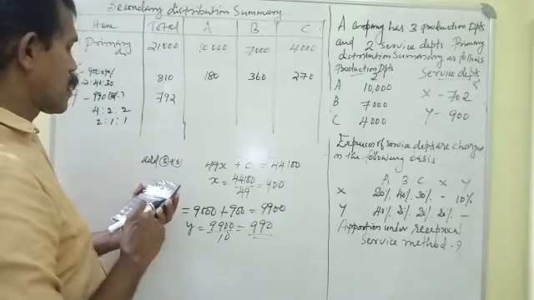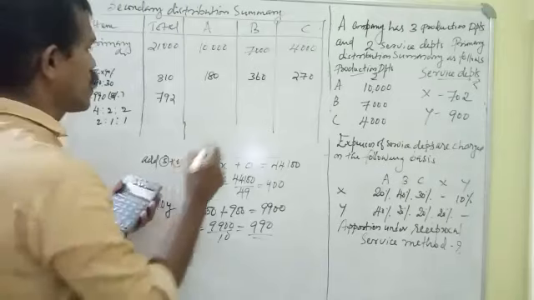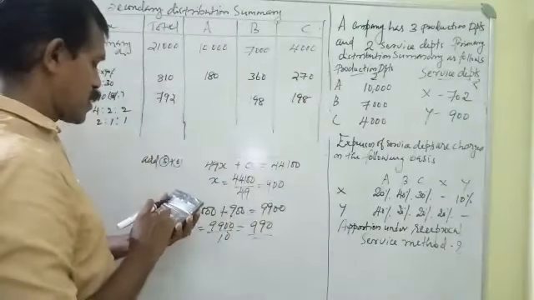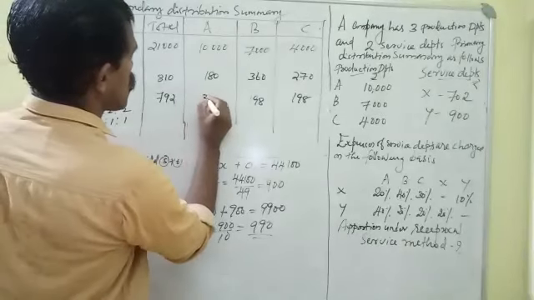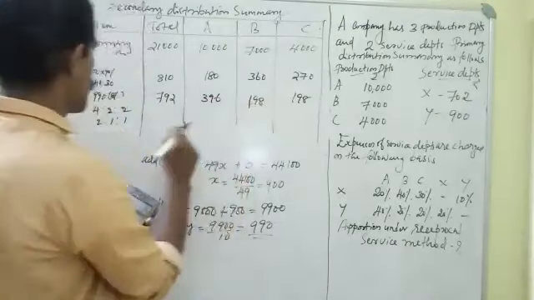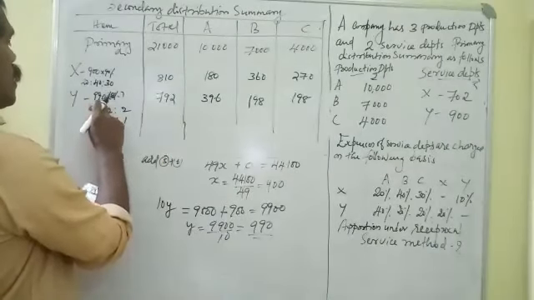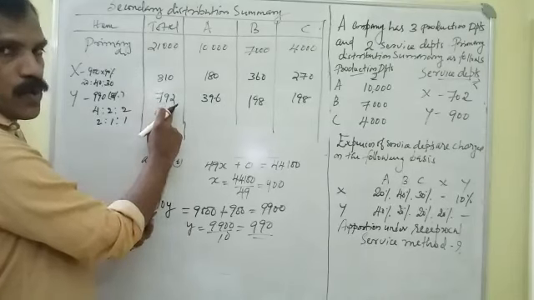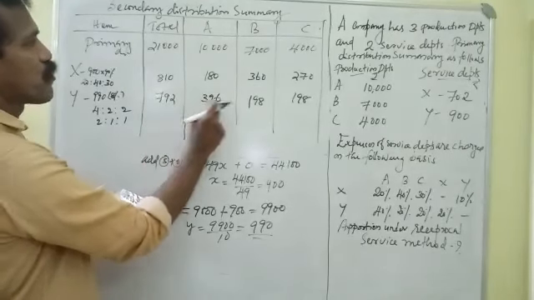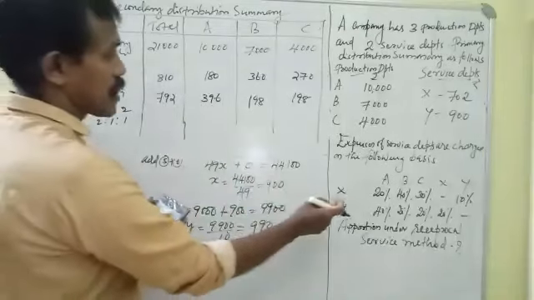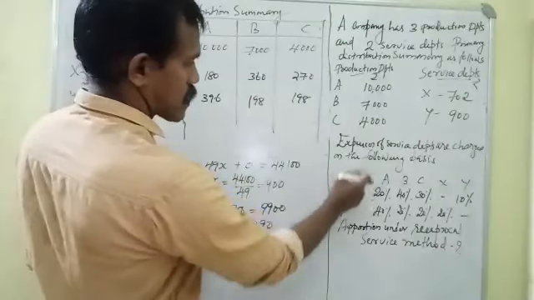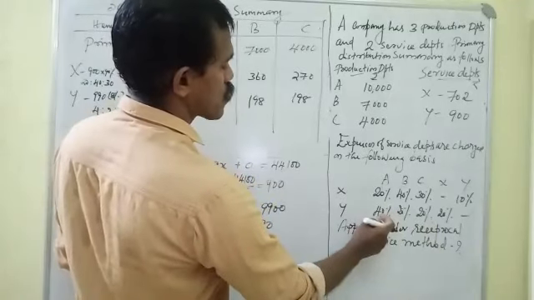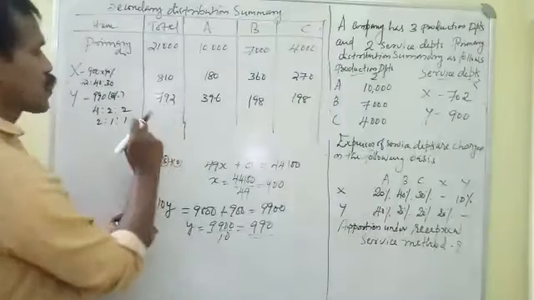Divided by 4 is equal to 198. 198 into here 198. 198 into 2 is equal to 396. So 990 is 80%, 792. This 792 we distribute among production departments A, B and C on the basis 40, 20, 20. 4 is to 2 is to 2. That means 2 is to 1 is to 1.